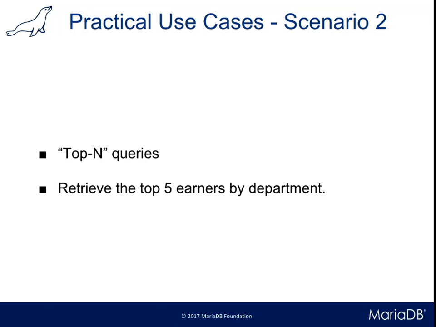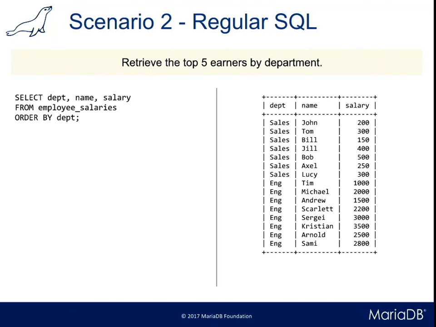Another frequent example is a top-N query. So you want to get the top five earners in our company. We have two departments here. The numbers for the salaries are not representative. It's just to show you the difference. One uses only 3 digits, one uses 4 digits. Okay, no correlation whatsoever.